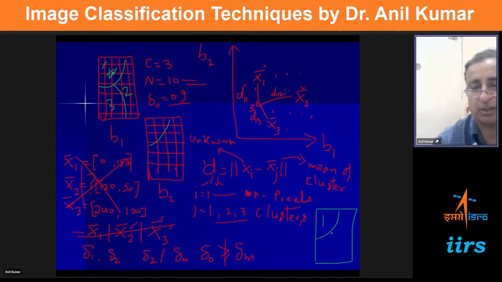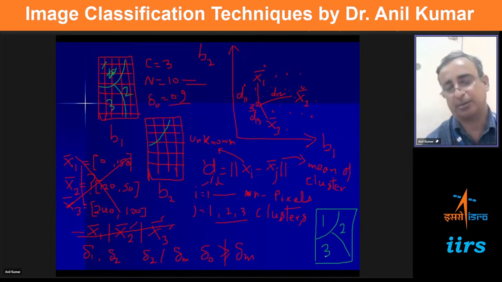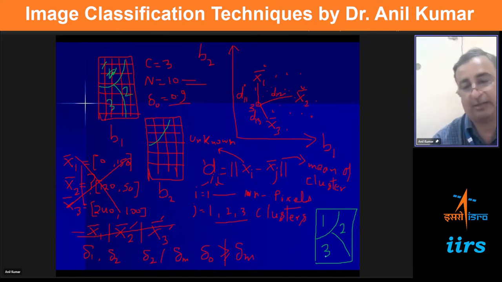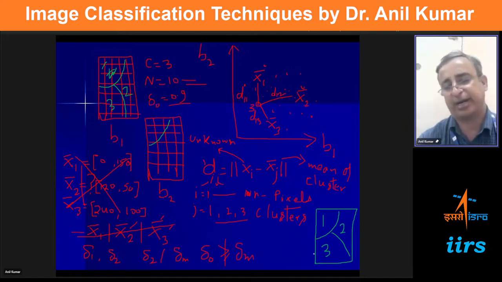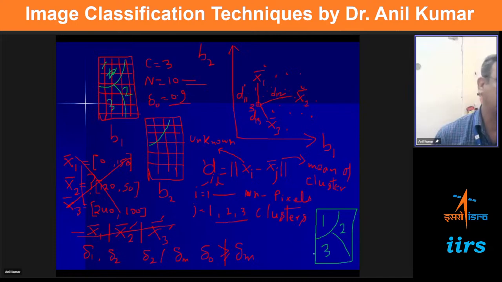Suppose these pixels belong to cluster 1, these pixels belong to cluster 2, and these pixels belong to cluster 3. But I do not know what cluster 1 is on the ground. Is it water or forest? We have to cross-check, go to the ground, and find out its label. Since it is unsupervised, we do not provide any training data, so the label will also be missing. This is the way unsupervised classification works.